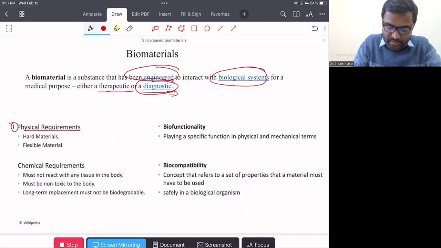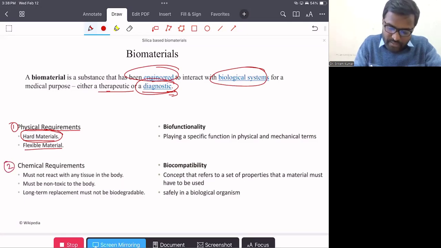Sometimes we need a very hard, stiff material, and sometimes we need a flexible material. For example, we need a flexible material for a contact lens in our eyes. And if you want to replace the material for bone or dental implants, we need really hard materials. So it depends on the kind of application.